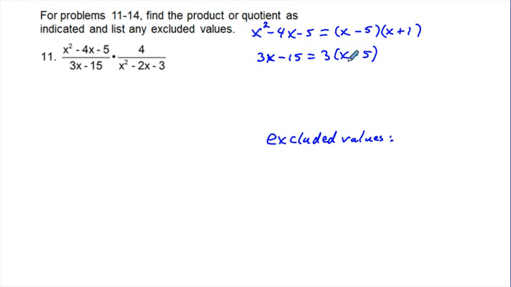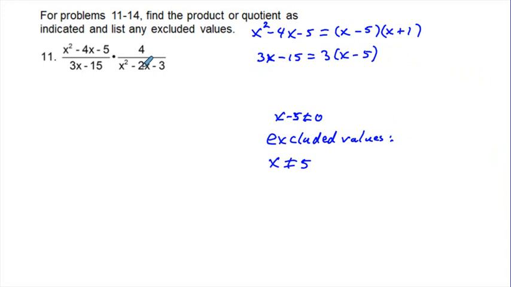We have x cannot equal 5. And why do we know that? Because x minus 5 cannot equal 0, so therefore x cannot equal 5.